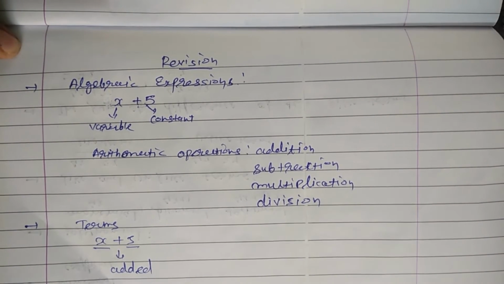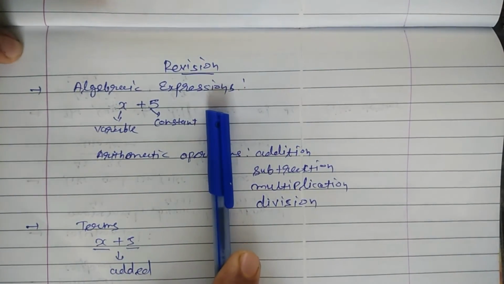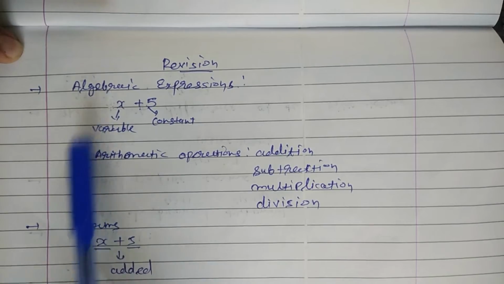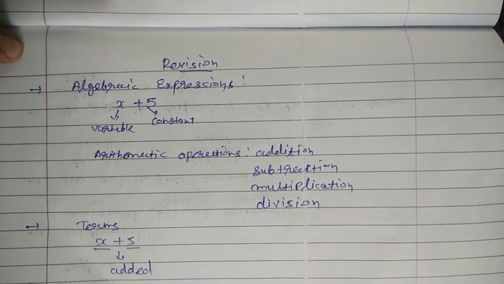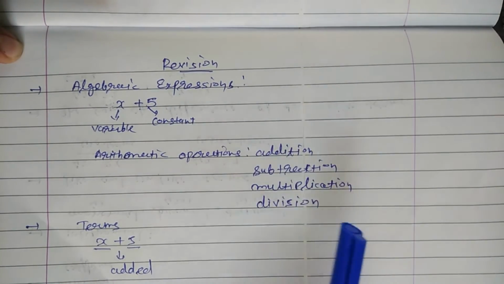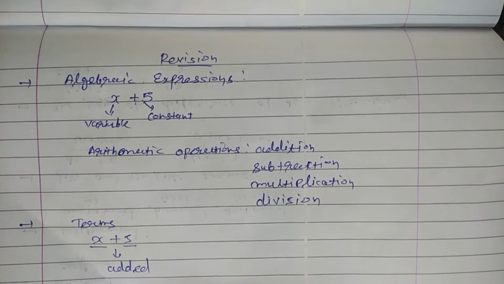Students, let us revise what we have learned in this chapter. We have learned about algebraic expressions. They are formed using variables and constants. Here x is a variable, 5 is a constant. Also they are formed using arithmetic operations: addition, subtraction, multiplication and division. Here in this expression, addition is used.